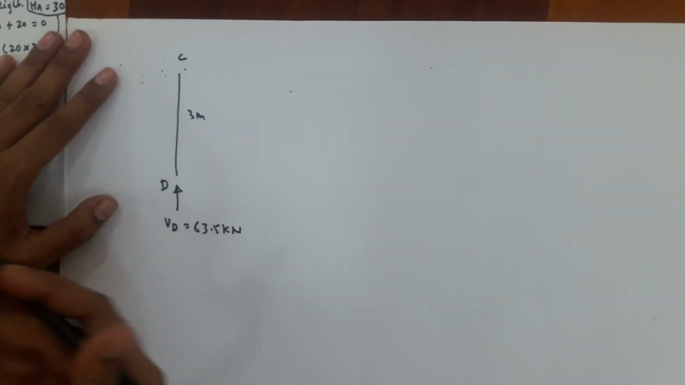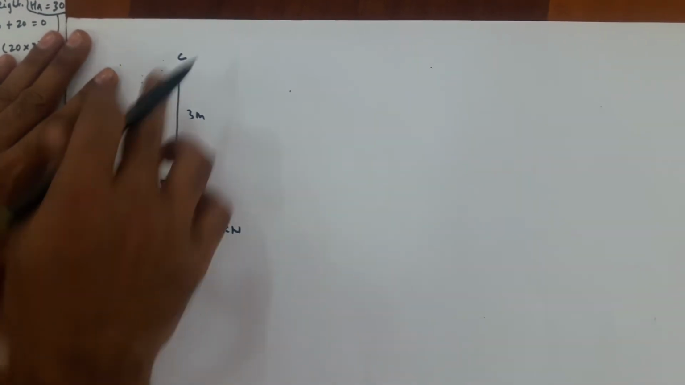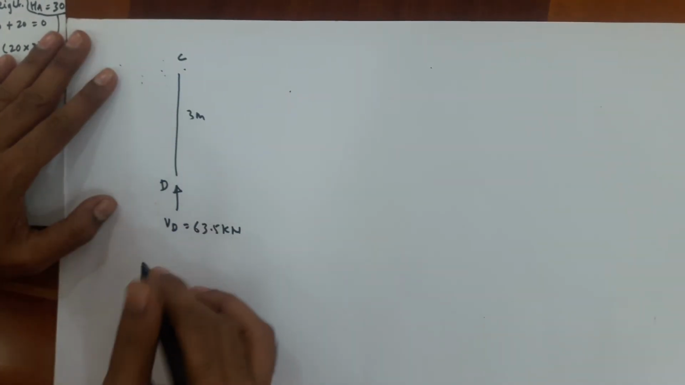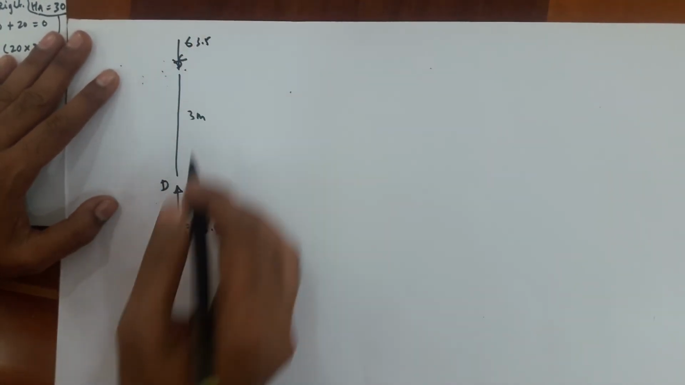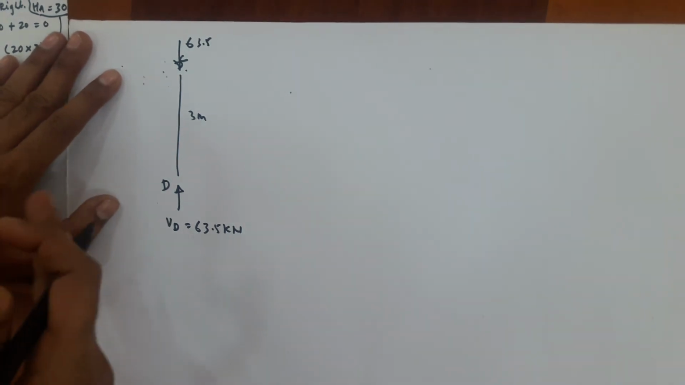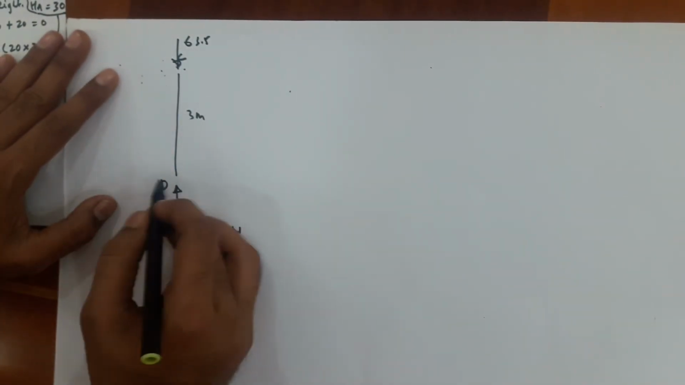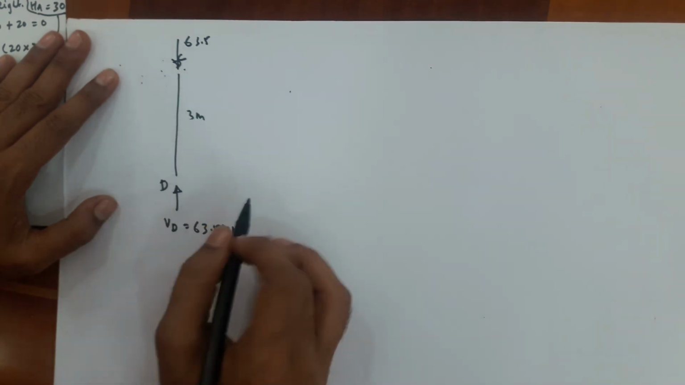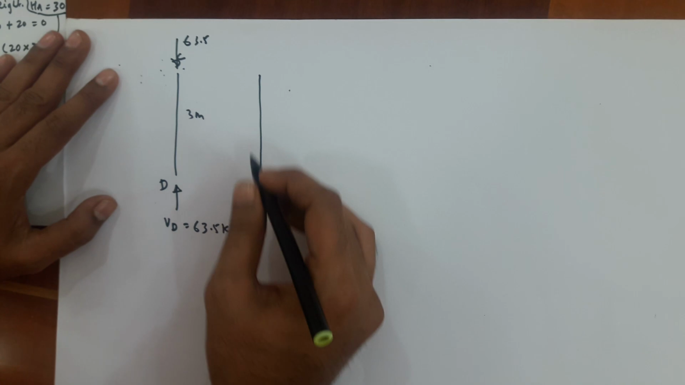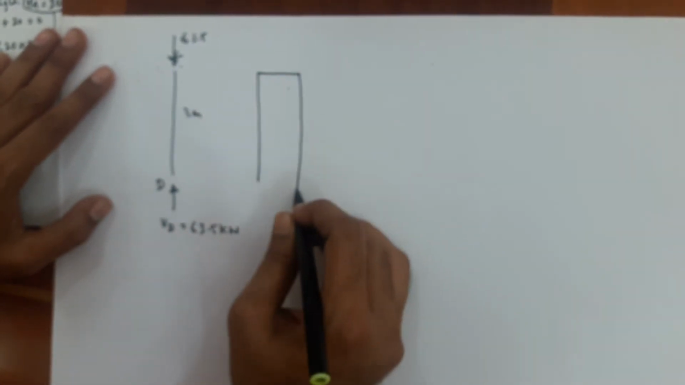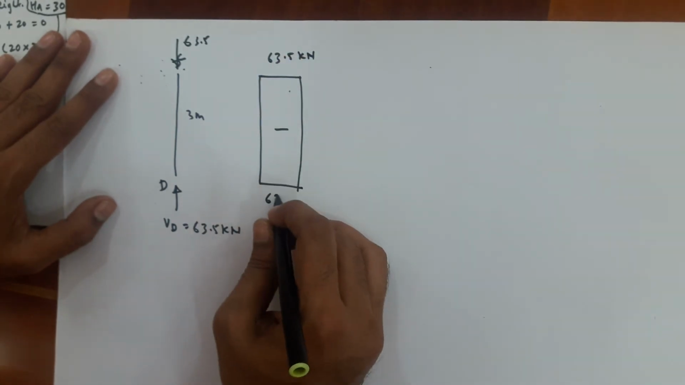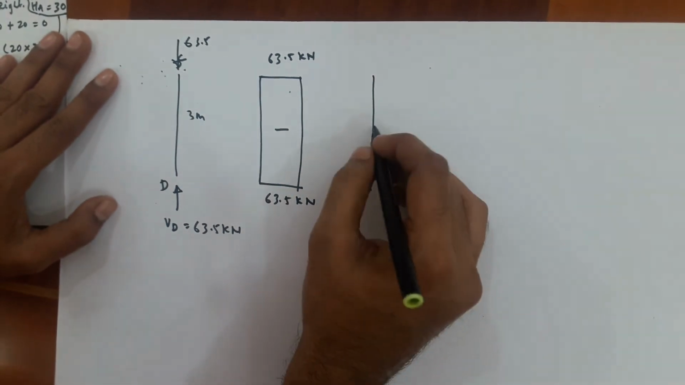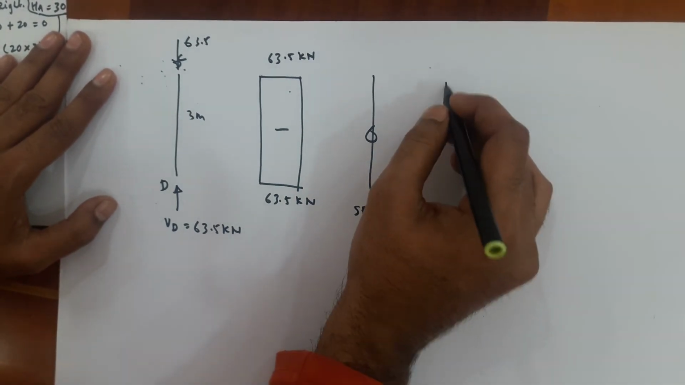Now again we have to use the same principle, balancing member CD with respect to vertical and horizontal. With respect to vertical, this is going upward, here it should be downward, 63.5. We don't have to talk about equilibrium in the horizontal direction because there is no horizontal reaction here. So here it will be like this. Axial force diagram is compression in nature, 63.5 kilonewton. Shear force is 0, SFD is 0, bending moment is also 0.